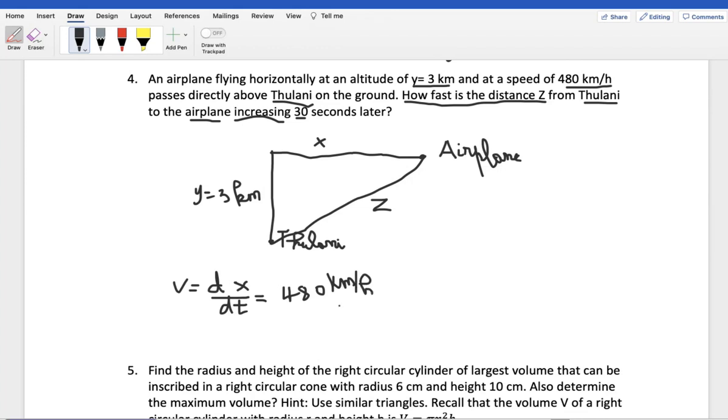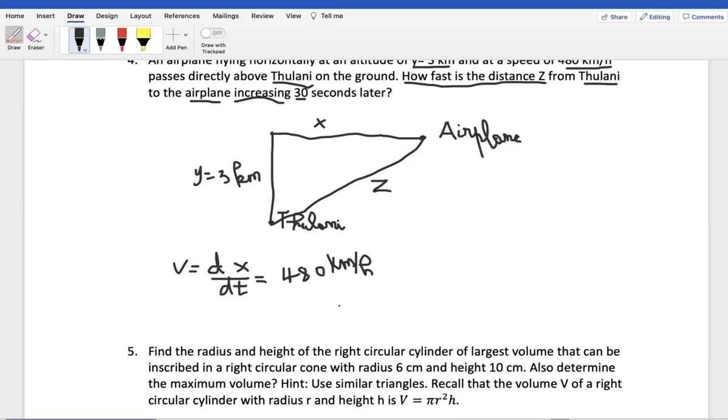Right? So for consistency's sake, they're asking us to find the distance that the plane has traveled 30 seconds later. So if we were to transform this 30 seconds into hours, because we already have hours here, we need to be consistent with the units. So if we were to say t is equal to 30 seconds, right?